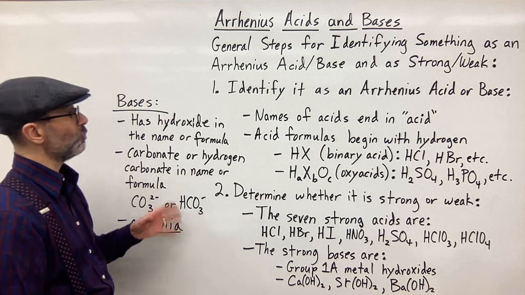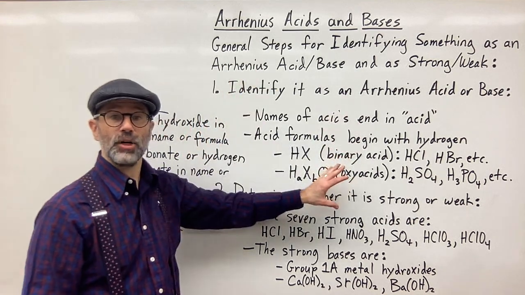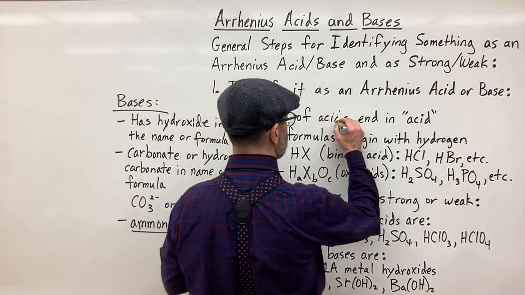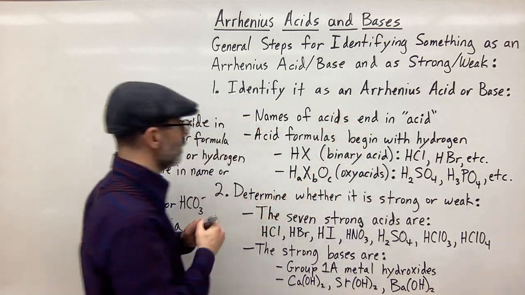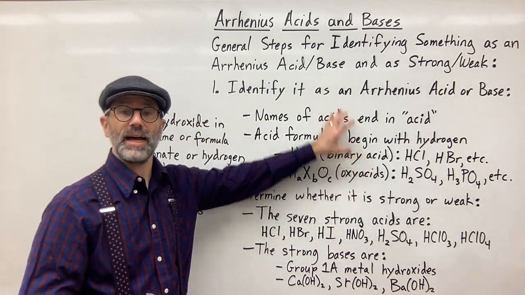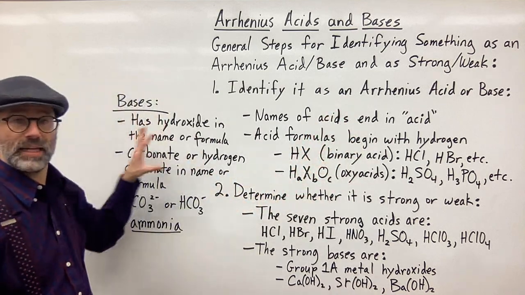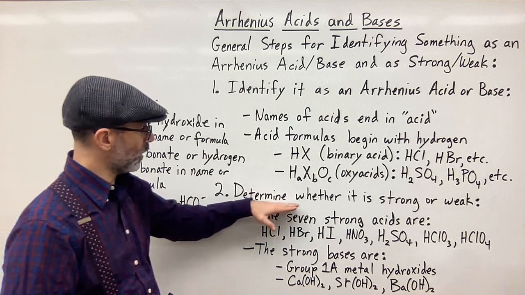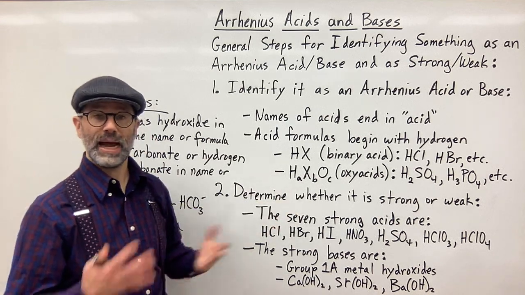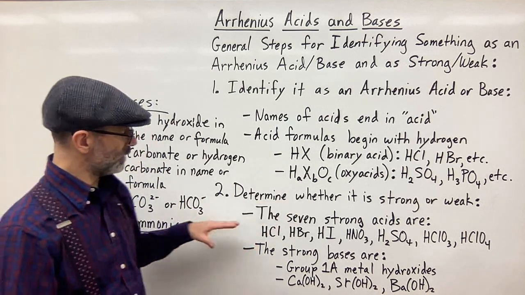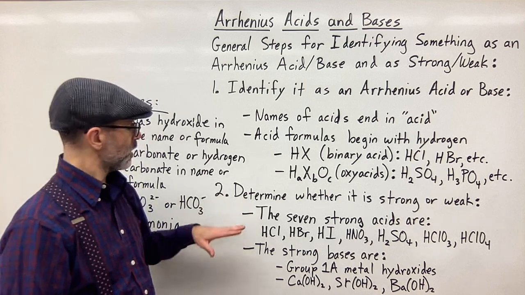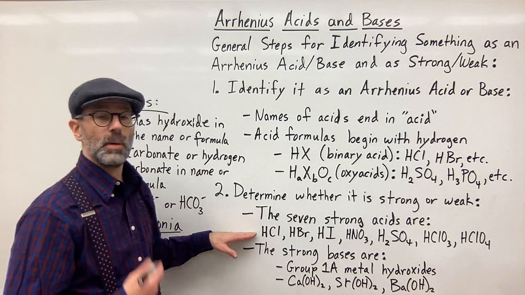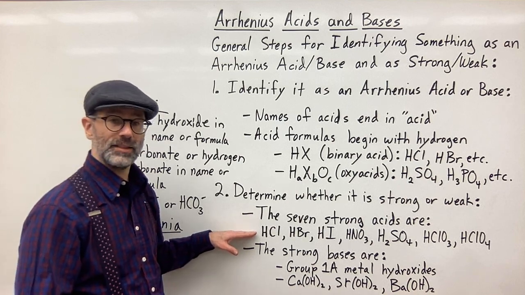Okay, so identify it first as an acid or as a base. Once you've done that, then determine whether it's a strong or weak acid or base. And that's going to be relatively simple because there are only 7 strong acids. So you just need to memorize what the 7 strong acids are.